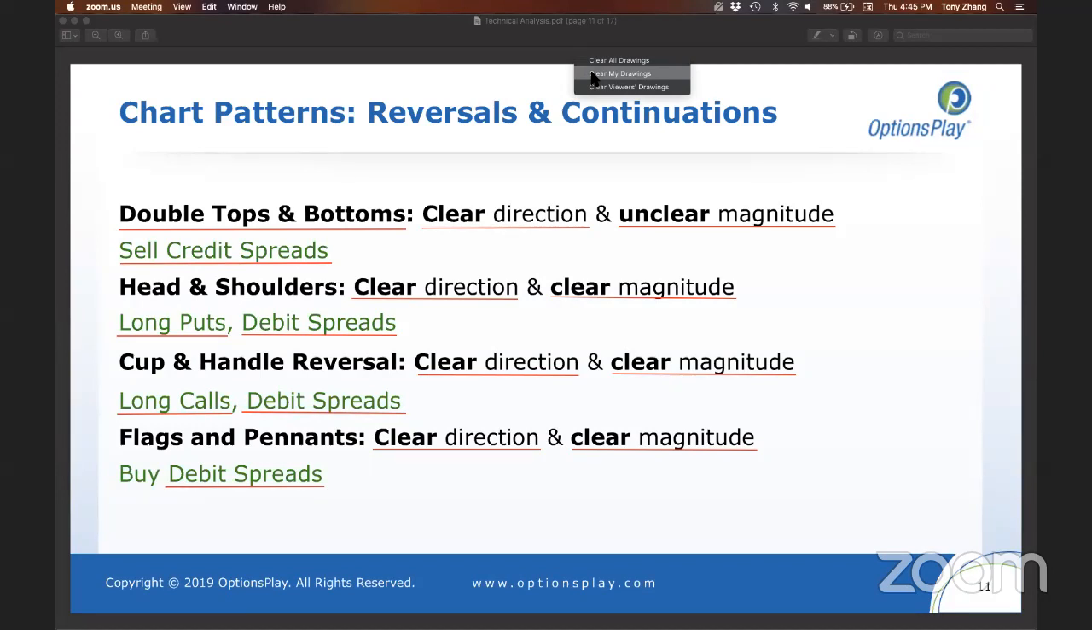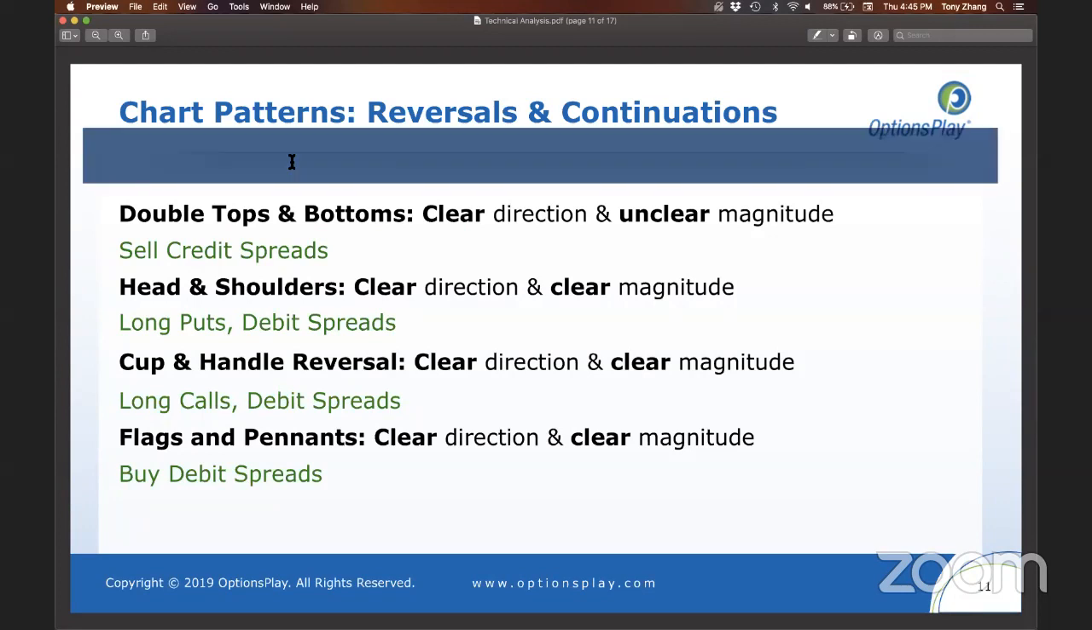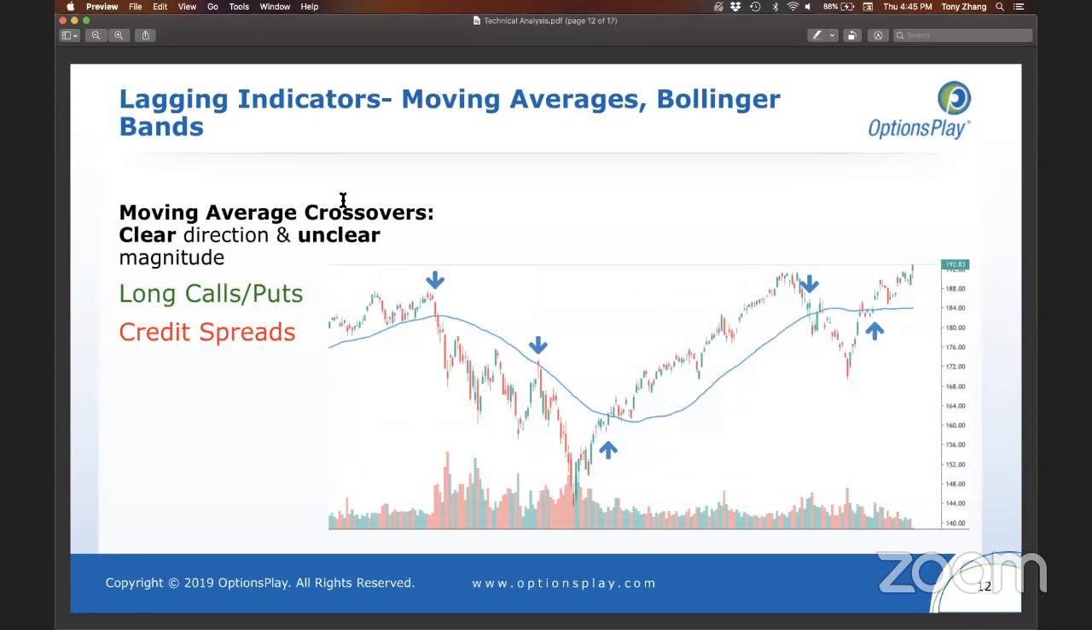So chart patterns are a little bit more subjective, but if those are the types of trades that you like to make, or if you use different types of scanners that scan for these types of patterns, make sure that you're utilizing a strategy that is suitable for the chart pattern that you've identified.